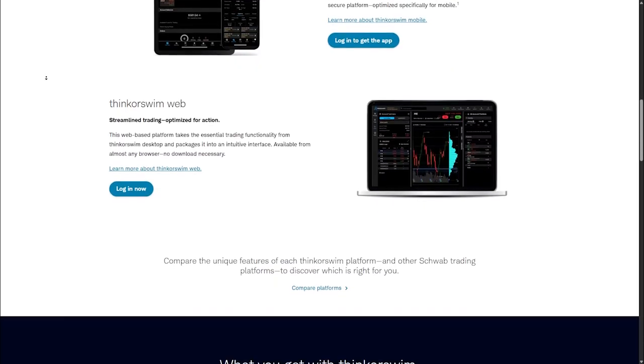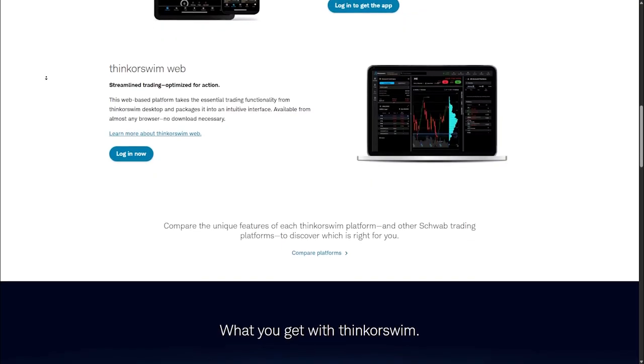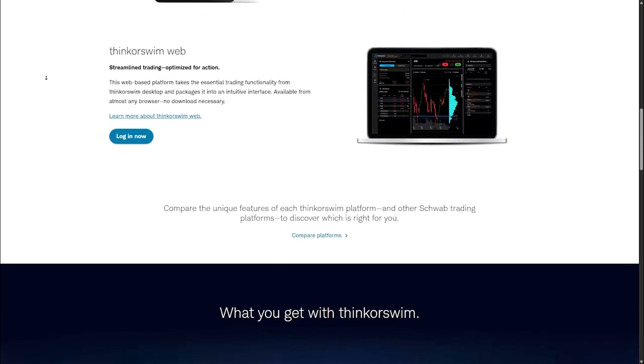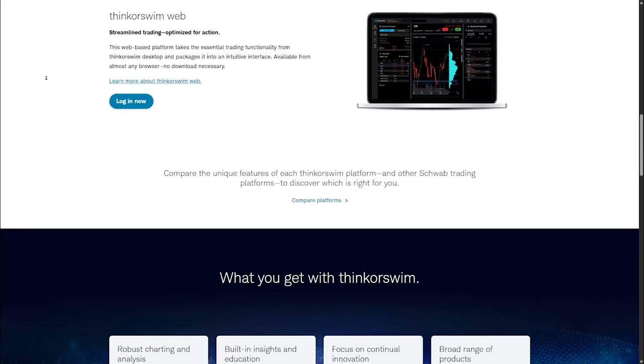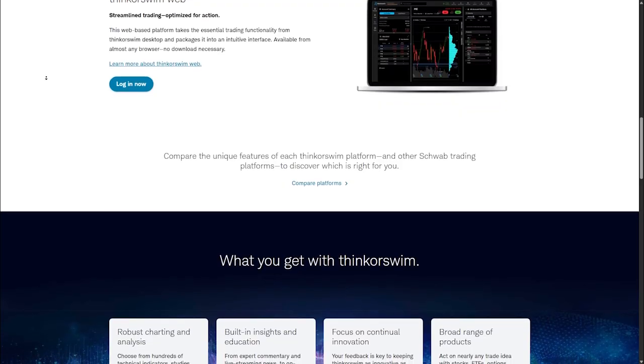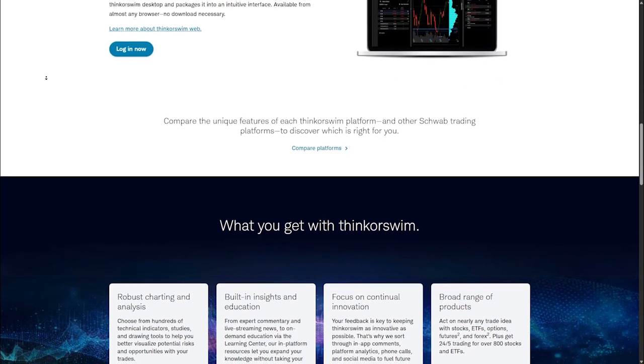You also cannot trade crypto directly, only through ETFs or futures, which isn't ideal if you're looking for true digital asset exposure. So the bottom line is, it's ideal for experienced traders who want powerful tools, multi-asset access, and full control over their trading strategy. Now let's compare both of them side by side.